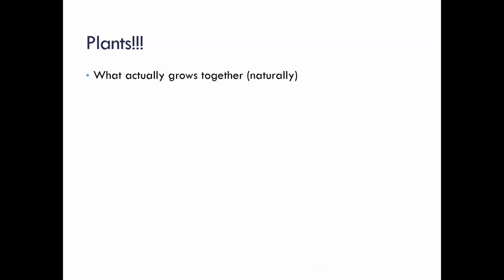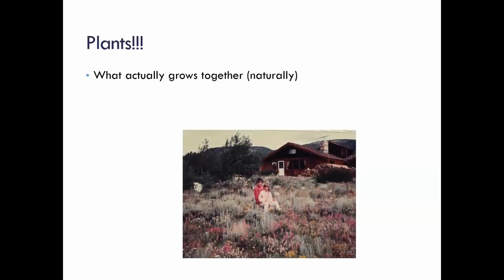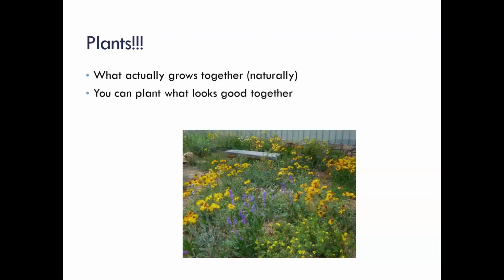And then when you're looking at how to pair the plants, you can choose combinations of plants that actually grow together naturally. So I love using this picture. That's me and my grandmother up at their cabin just west of Laramie, Wyoming. You can see the plants are just going off. It was a great wildflower year. And so you can look for inspiration like that. You go to Rocky Mountain National Park, or Pawnee Buttes, or Pawnee grasslands, and see what's naturally growing together. Or you can plant what looks good together.